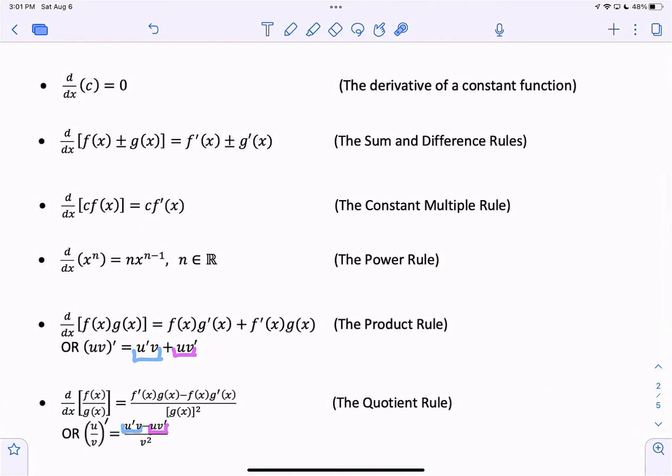Now we have all these rules for differentiation. We developed the derivative of a constant function. We proved the sum and difference rules. We developed the power rule. Now we're going to prove the product rule and the quotient rule.